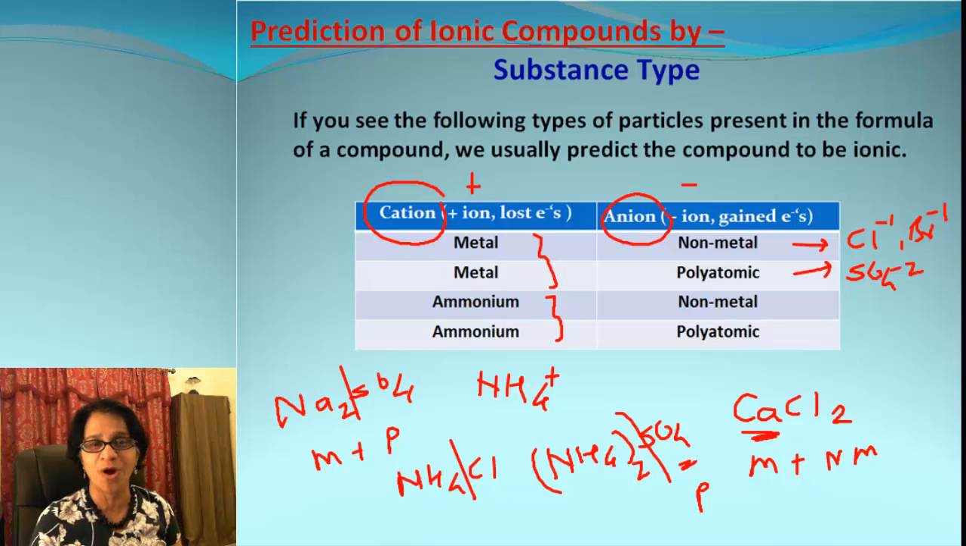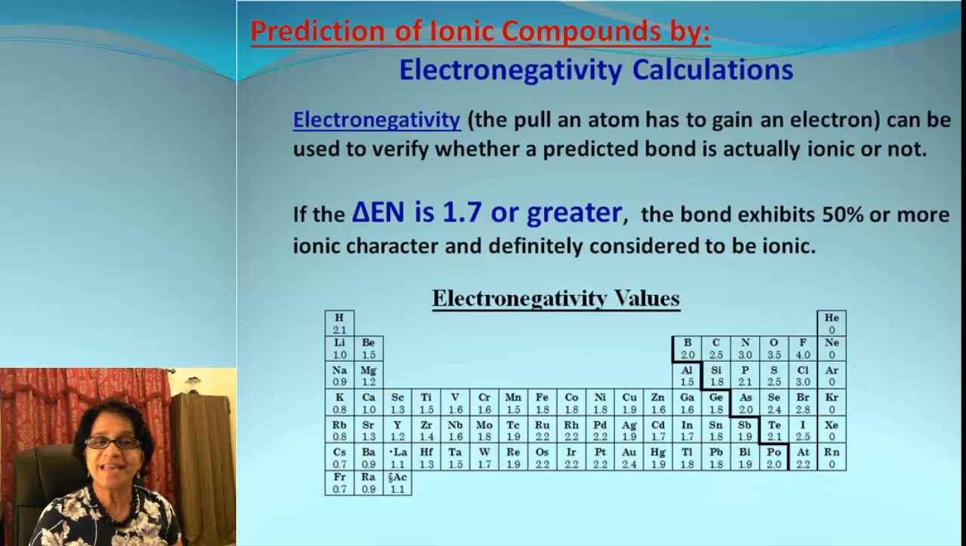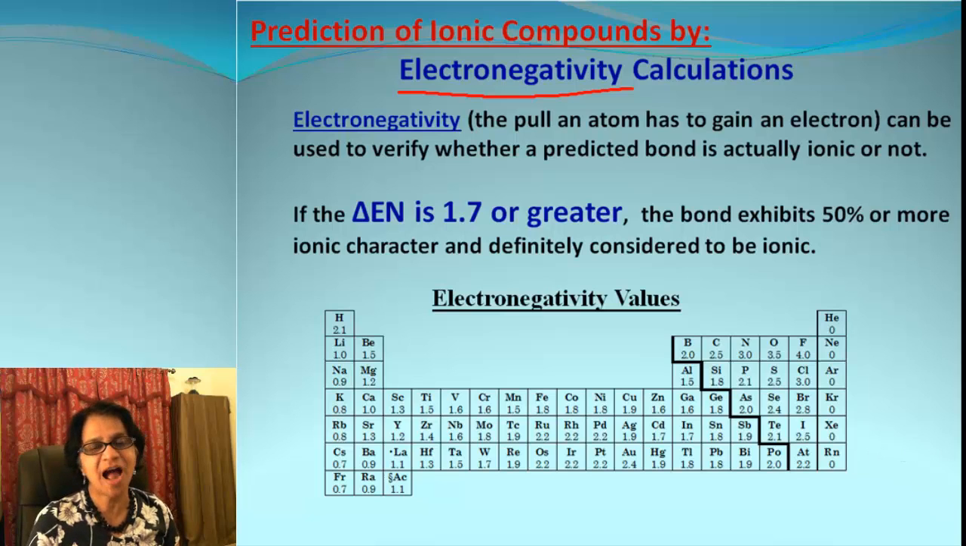There is one more method by which you can predict if the compound is ionic or not. Let's find out what that trick is. So the second trick is calculations for electronegativity. And there's an electronegativity chart here. Every element has different values. Electronegativity is how much an atom likes the electron. So that means how much pull it has to exert to gain an electron.